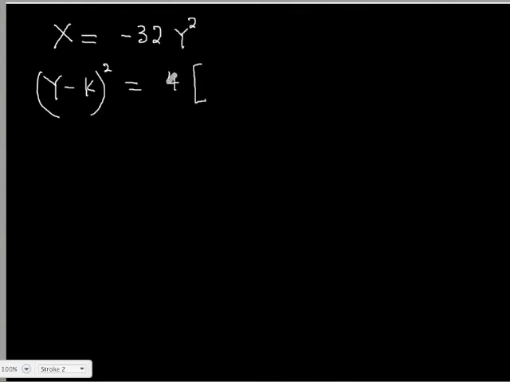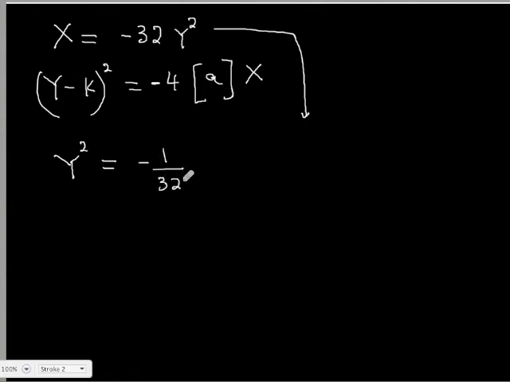I'll do one more. x is equal to negative 32y squared. This problem is a little different. We want to rearrange it so that it looks like y minus k squared is equal to some multiple of 4 times, it's a negative here, 4 times a, the focal length, x. And so let's go ahead and rearrange this one here. So let's go ahead and say y squared is equal to negative 1 over 32 x.